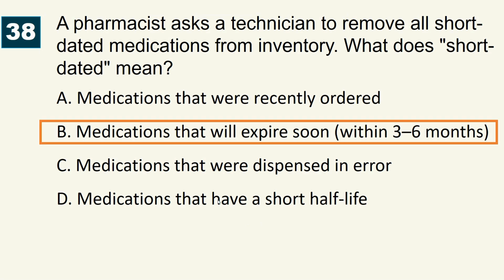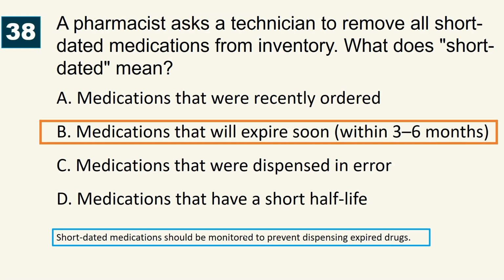The correct answer is medication that will expire soon, within 3 to 6 months. And those short-dated medications should be monitored. That means they should be frequently checked to prevent dispensing errors of expired medication.